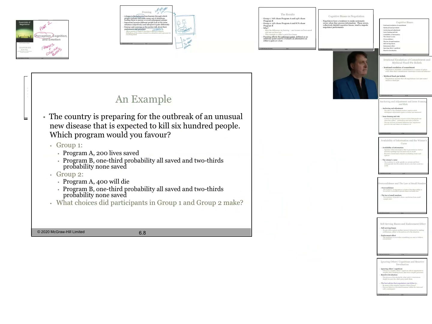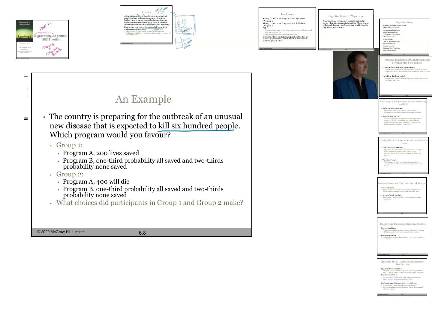Let's look at a more detailed example just to flesh this out completely, and then we'll move on and discuss cognitive biases. In this example, we're preparing for the outbreak of an unusual new disease. This is an example taken from the book. Coincidentally, or maybe not so, at the time of this recording, we're still dealing with the late stages of COVID-19, but this is not about COVID-19. So the country's preparing for the outbreak of an unusual new disease. It's expected to kill 600 people. Not great news, certainly. Which program would you favor?